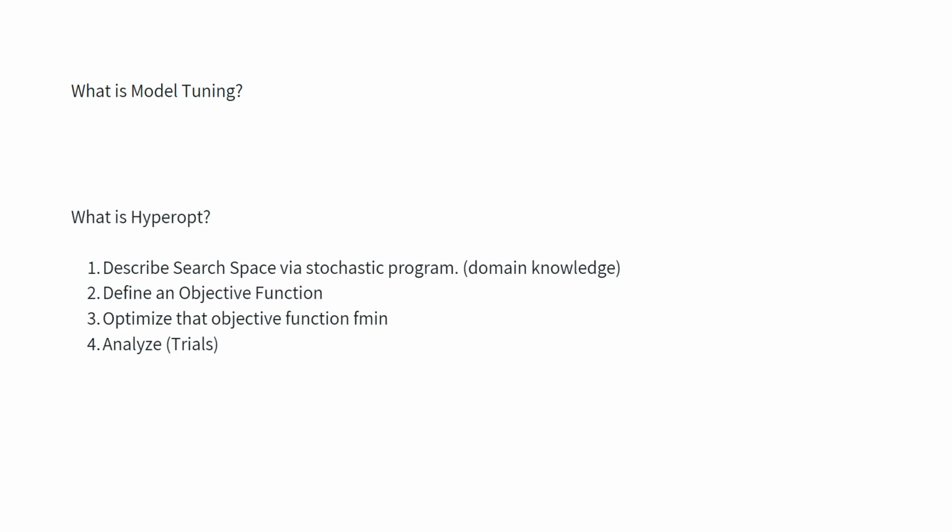Then we have to define an objective function. This is usually a loss function because in the next step we are going to optimize the function by finding the minimum. So for that reason, it's very important to define this objective function as a loss function. Then we analyze the trials, and the trials are basically the iterations of this algorithm. Sometimes it's very important to know what is happening in each iteration. So let me show you a graphical representation of what I am saying.